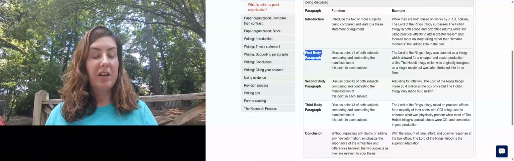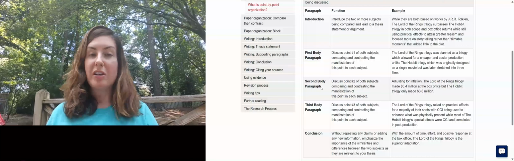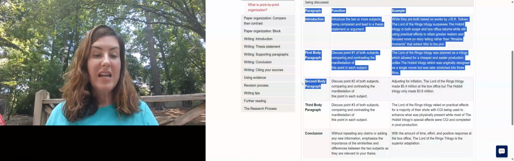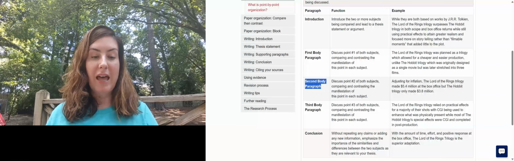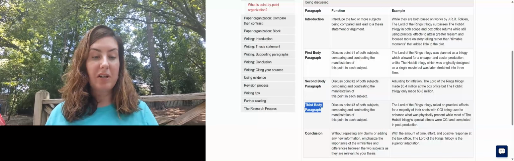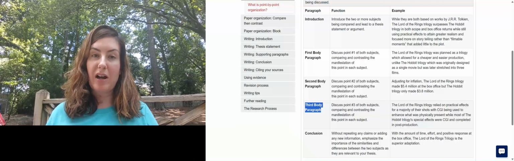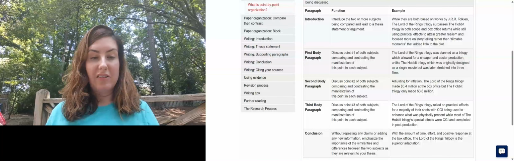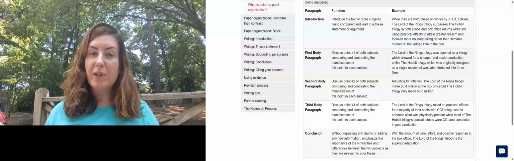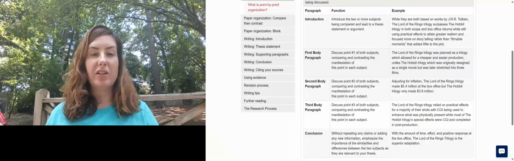So the first body paragraph would be structure, or series of first body paragraphs. The second body paragraph or series of body paragraphs would be language. And the third body paragraph or series of body paragraphs would be reference style. For the sake of just an analogy, we'll pretend you're doing your first body paragraph for this assignment on structure.